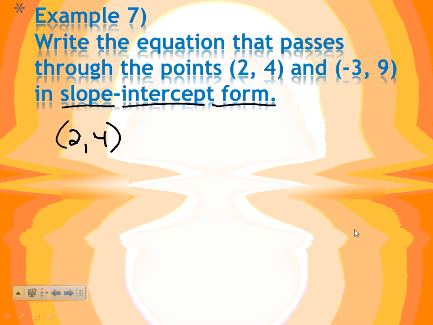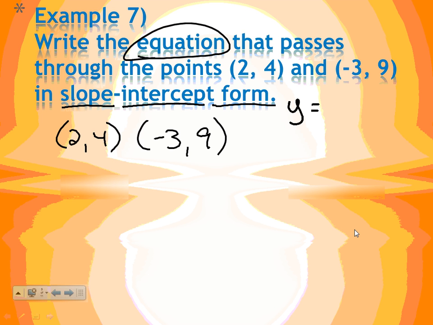So here's your clues. 2, 4, and -3, 9. Now, we want to get to slope-intercept form. Where are we headed? We're writing the equation. What's the slope-intercept equation? Y equals mx plus b. So there's our goal. But here's the thing. You're not going to be able to go, bam, bam, you're done. You got to take our clues.